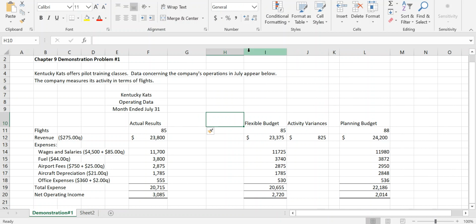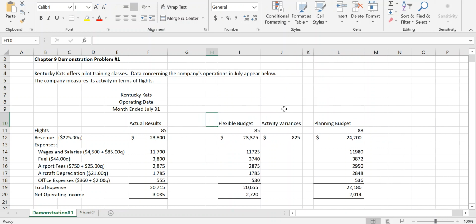And make this a little smaller. So if the actual flexible budget revenue is less than the planning budget, it will be an unfavorable variance. That will always be the case, okay?